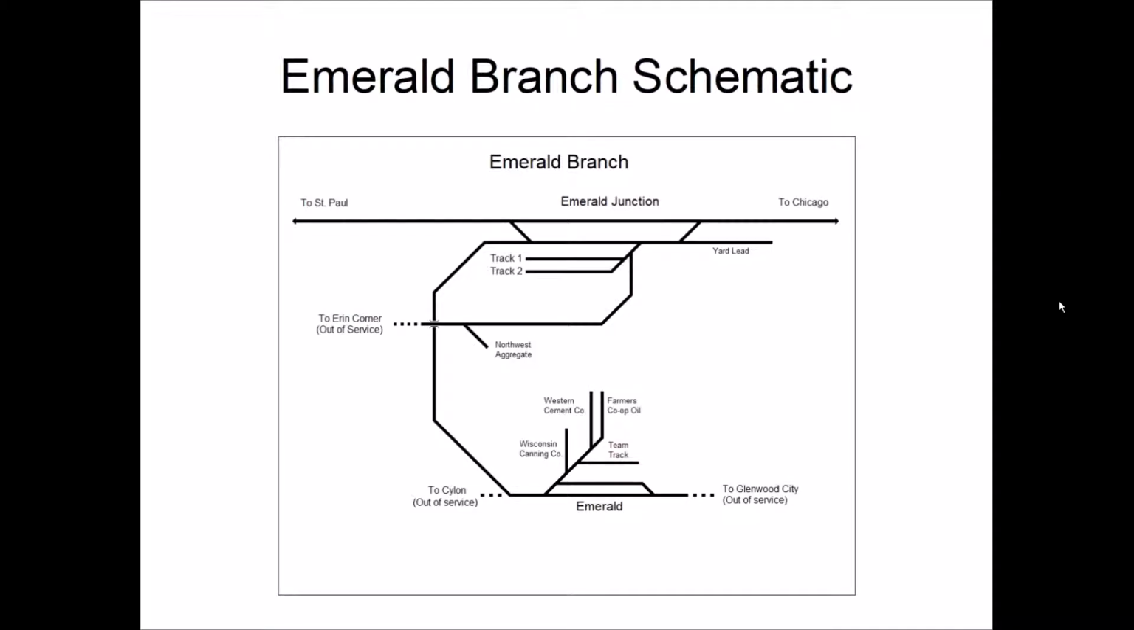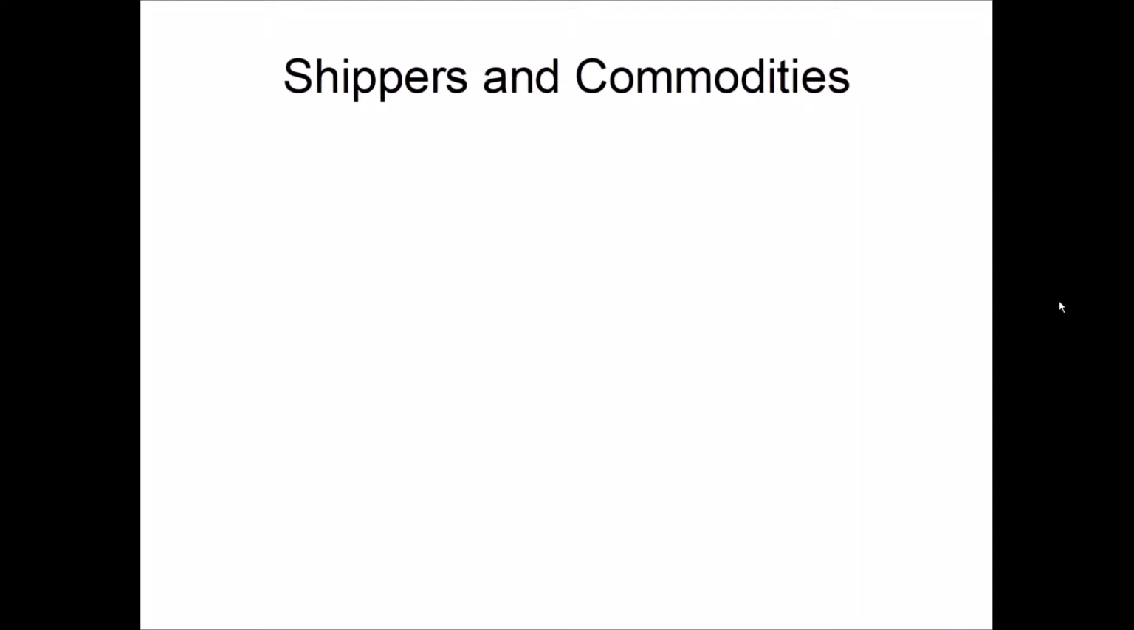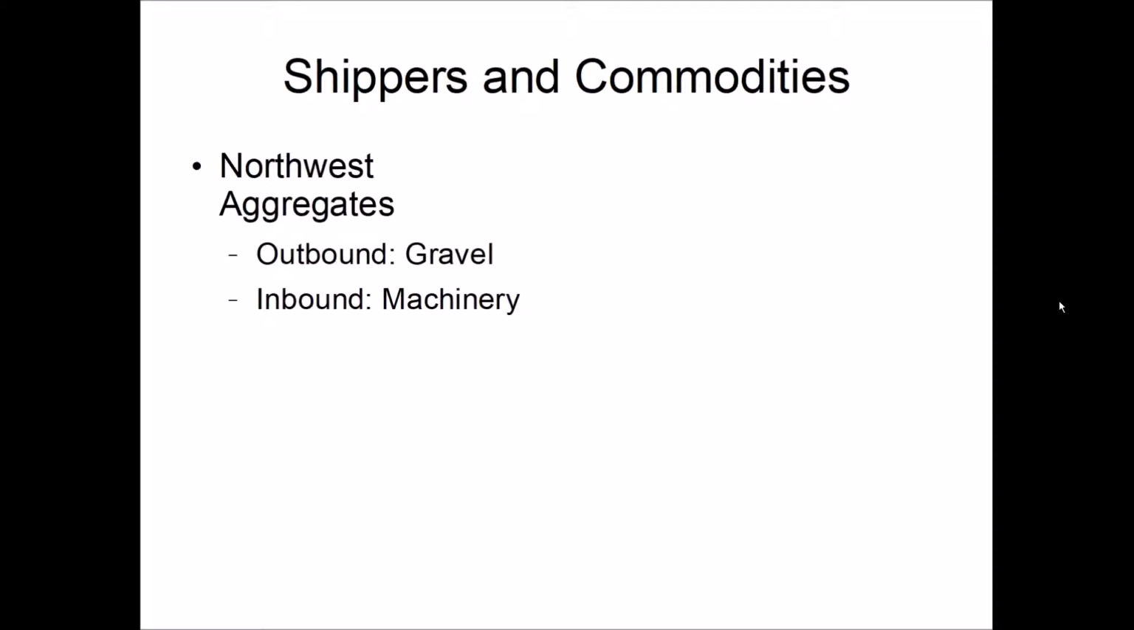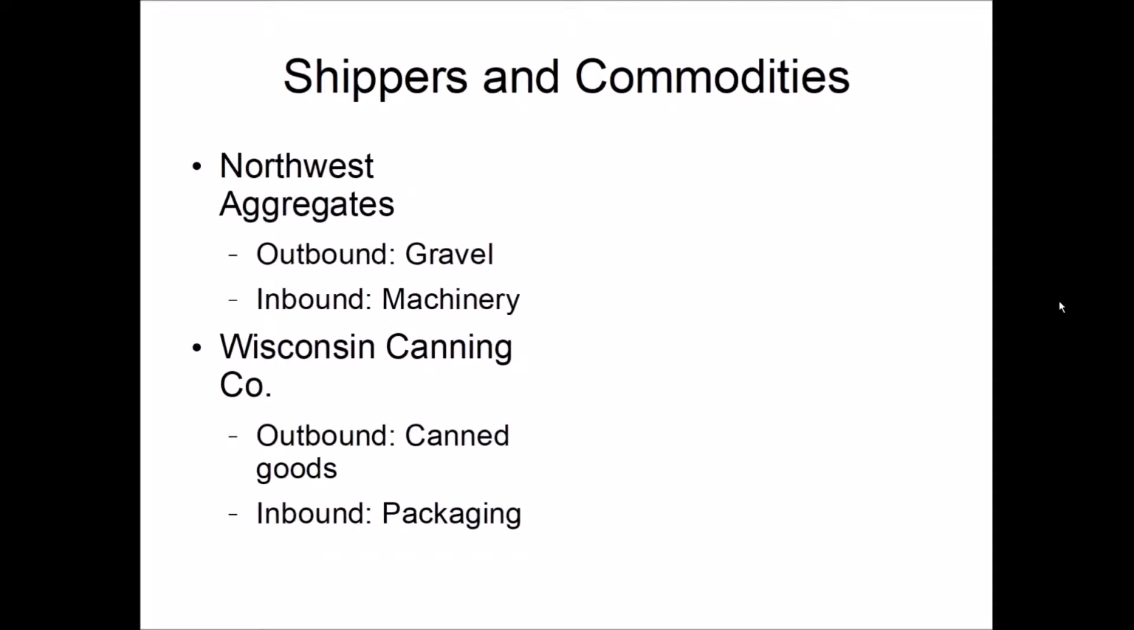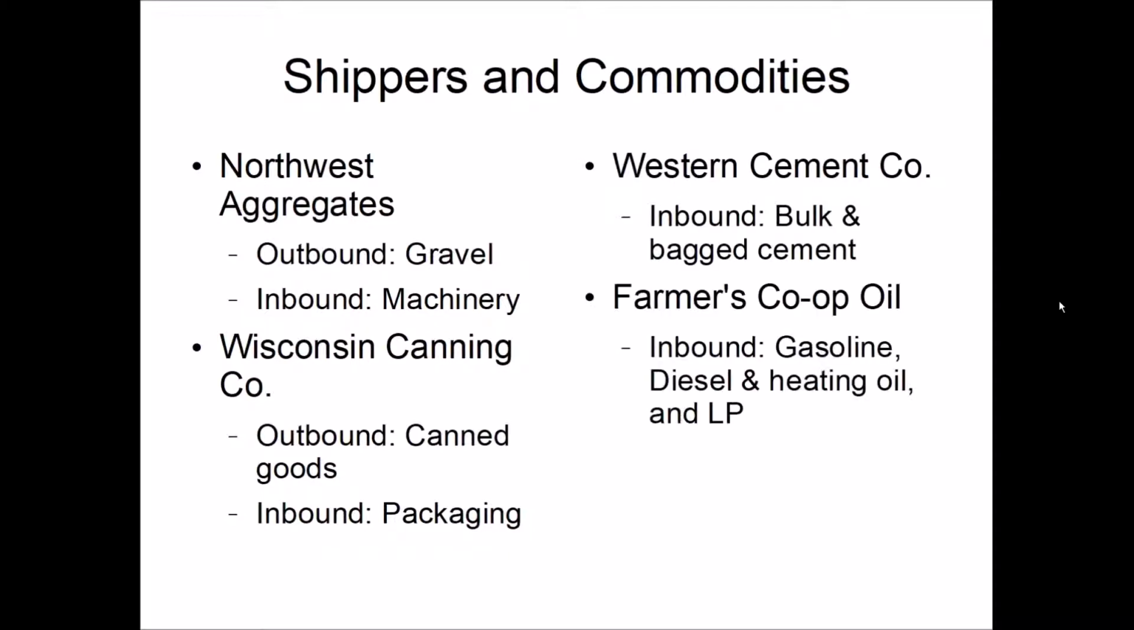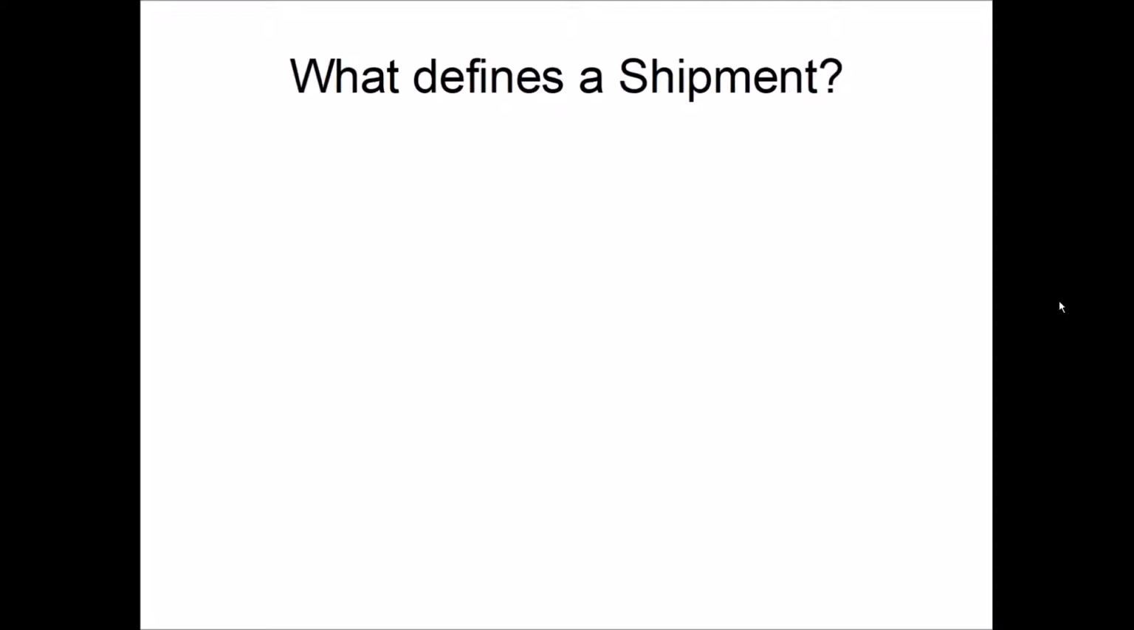Just a quick review, here's the schematic of our branch line, and here are the shippers and the commodities that they both ship and receive. So the two on the left are shippers and receivers. The three on the right receive product, but they don't ship anything out. So what exactly defines a shipment?